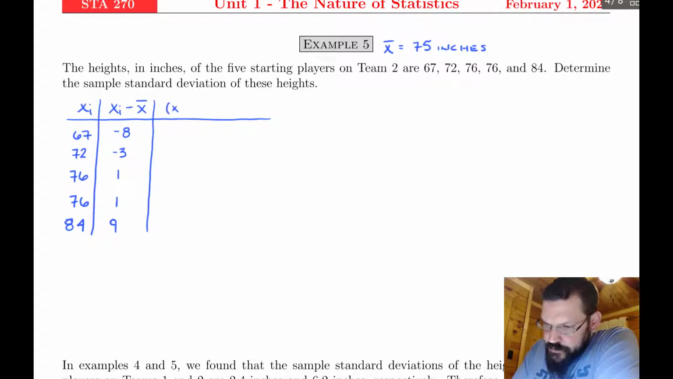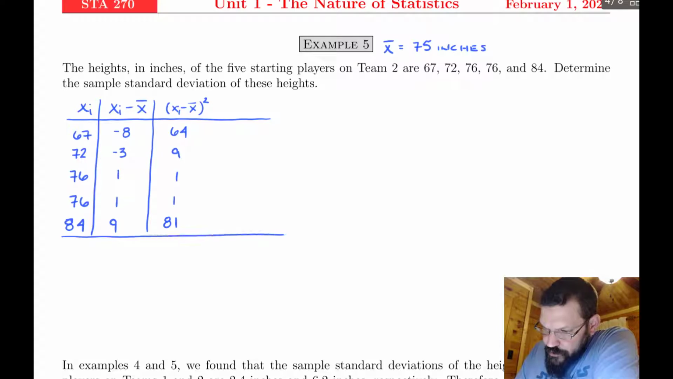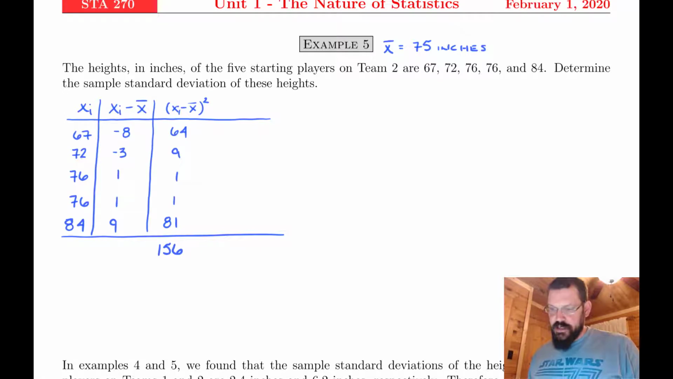Column 3, I take those same values from the second column and I square them now. All those answers, I square those. And then just to double check everything, I'm going to take the sum of that third column. So 64 plus 9 is 73, 74, 75. I get 156. So the sum of the squares is 156.